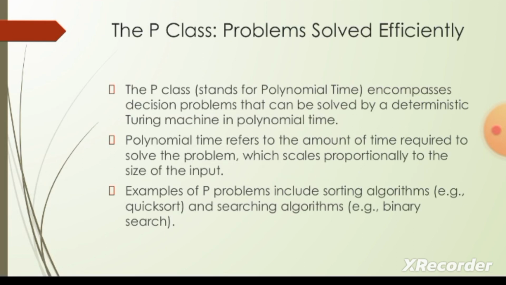So, first one is P class. The P class stands for polynomial time. It encompasses decision problems that can be solved by a deterministic Turing machine in polynomial time. So, polynomial time refers to the amount of time required to solve the problem, which scales proportionally to the size of the input. For example, the problems include sorting algorithms, for example quick sort, then searching algorithms, binary search.